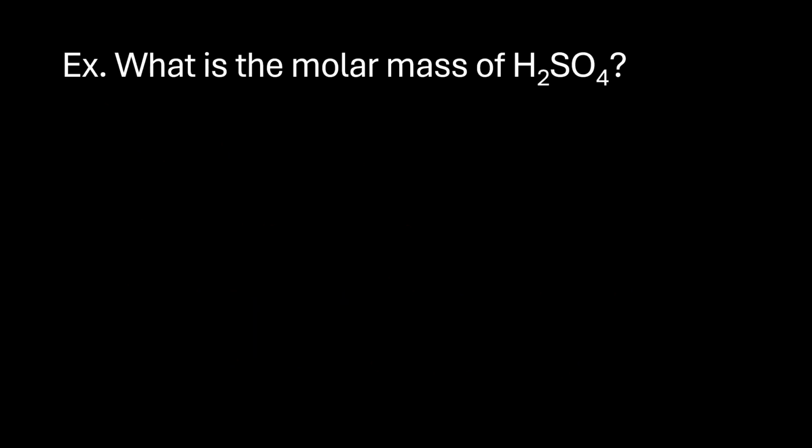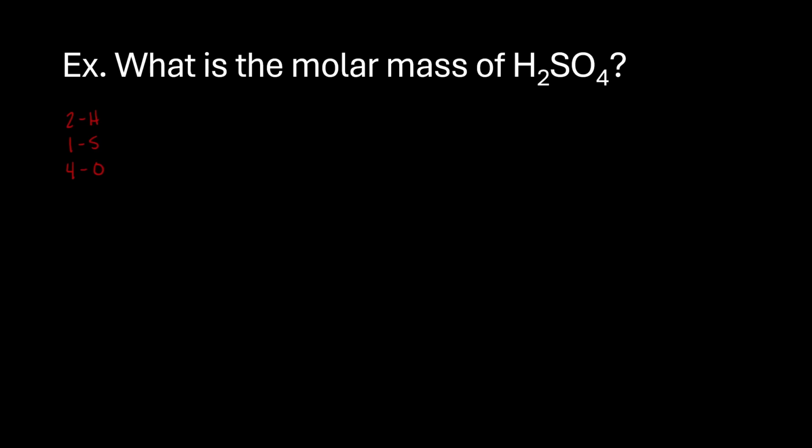What I want you to do is go ahead and pause the video, see if you can work this example out on your own, and then check to see if you got all the steps right. So step 1, again, making sure that you know how many of each type of atom you have. In H2SO4, we are going to have 2 hydrogens, 1 sulfur, and 4 oxygens. I'm going to write that over here: 2 hydrogens, 1 sulfur, and 4 oxygens.